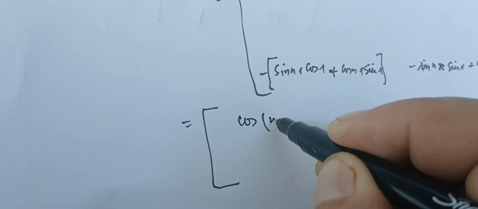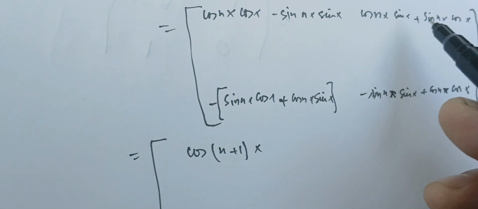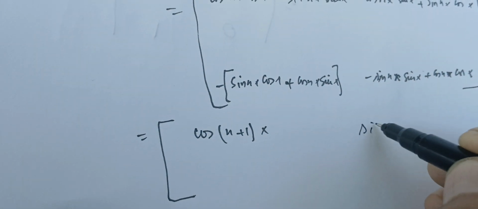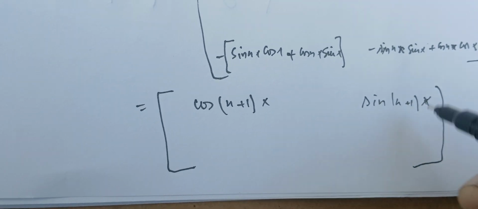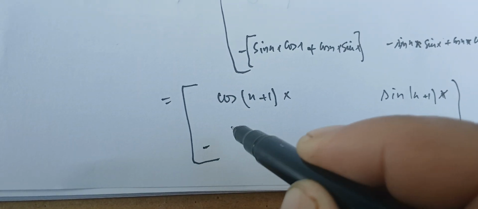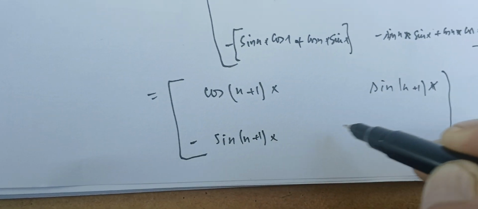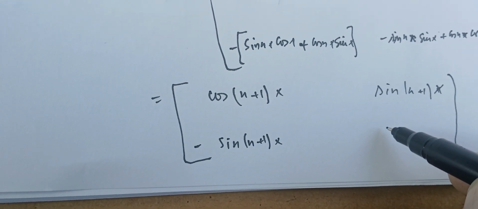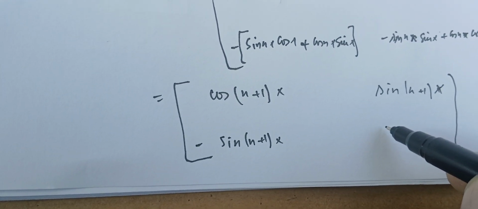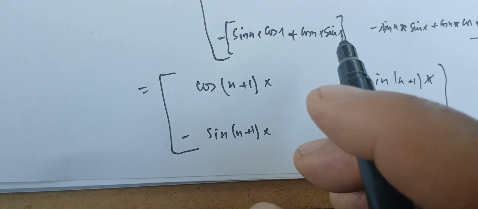Here, using the rules of the sum of angles, we see that this is cosine n plus 1 x, this is cosine n plus 1 x. And this one here is just the sine n plus 1 x. And here, with the minus, we're going to have the sine of n plus 1 x. And here, we're going to have the cosine of n plus 1 x. Therefore, this is true.